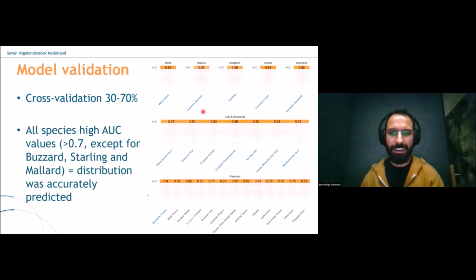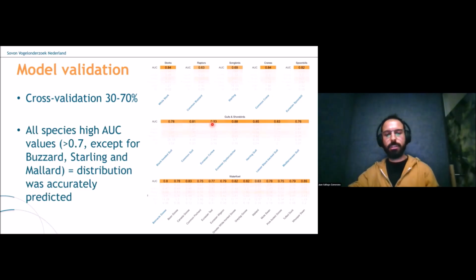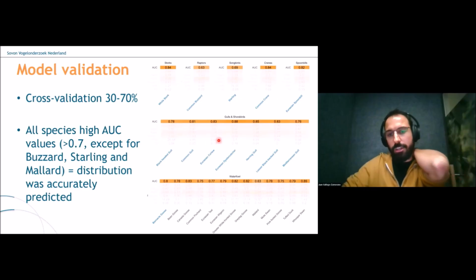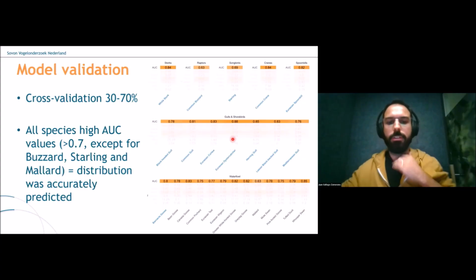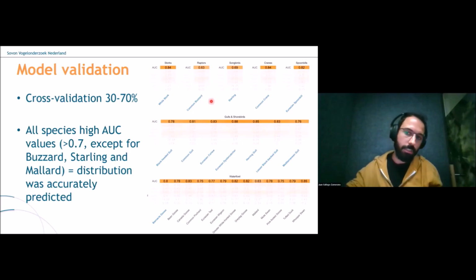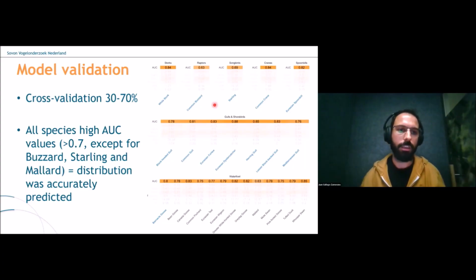Just to walk through this very large table, for most of the species we have a high AUC value, which is a metric that tells you more or less whether the distribution was accurately predicted. If it's above 0.7, in general you can assume the distribution is properly predicted, and in most species we were above 0.7. Some very common species, like the common buzzard or the starlings, have a lower AUC, because they are so common that it is difficult to predict where they are. They can occur in many different environments and don't have a very specific habitat type, which creates more trouble for the model.